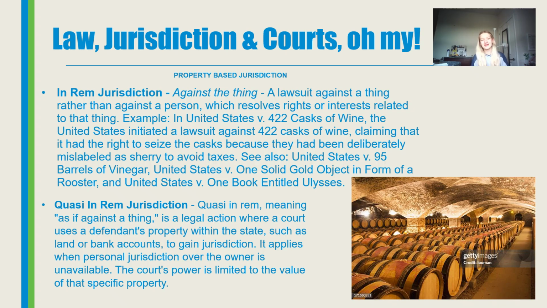There's also quasi in rem jurisdiction, which means as if against a thing. It is a legal action where a court uses a defendant's property within the state, such as land or bank accounts, to gain jurisdiction. It applies when personal jurisdiction over the owner is unavailable. The court's power is limited to the value of that specific property.